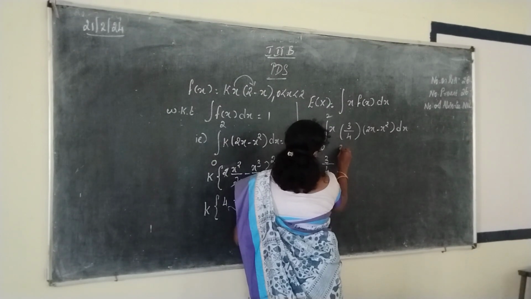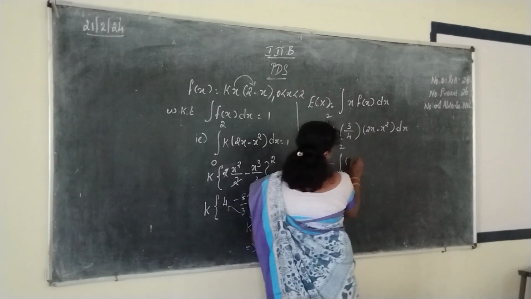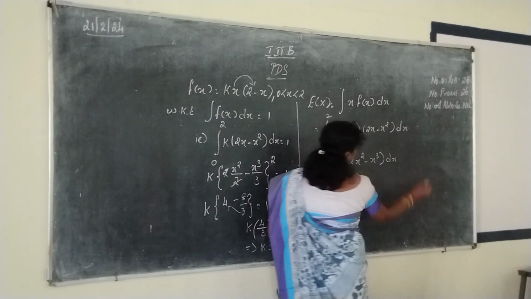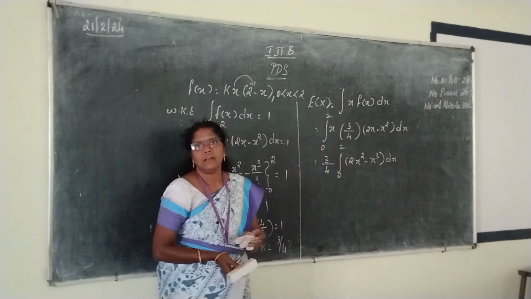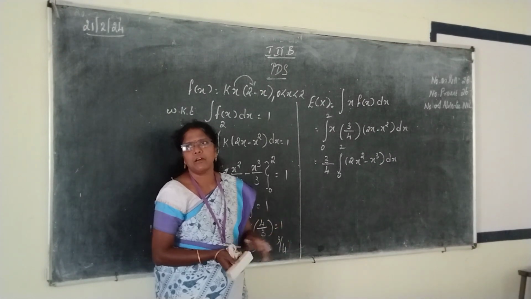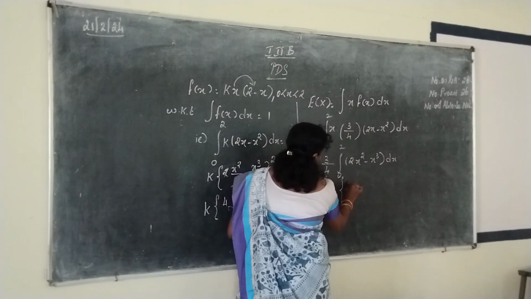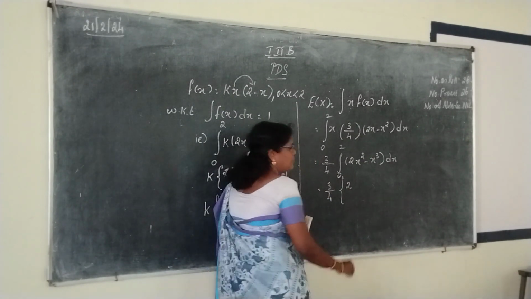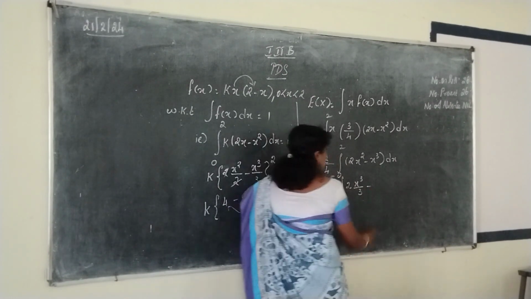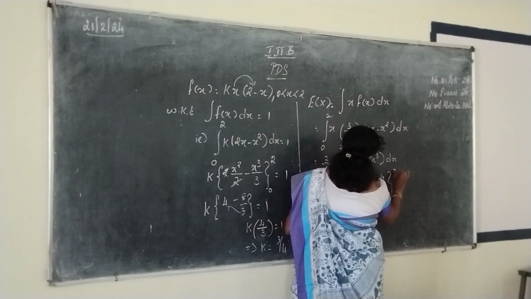Integral from 0 to 2. Again we multiply x inside, so we get the term 2x square minus x cube into dx. Don't miss this x, do the multiplications very carefully. Now integrate. 3 by 4, and 2 is a constant. The integral of x square is x cube by 3, minus the integral of x cube, which is x power 4 by 4, within the limit 0 to 2.